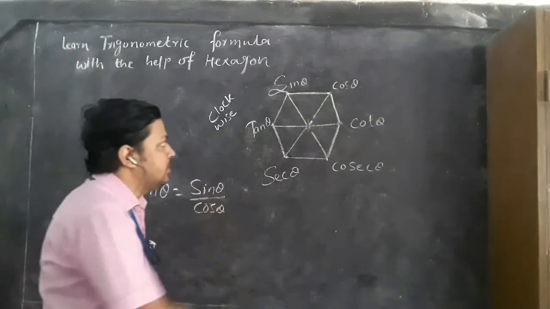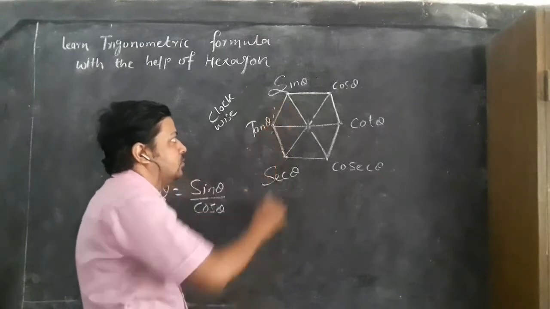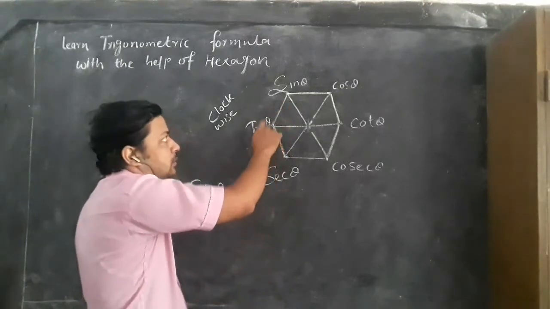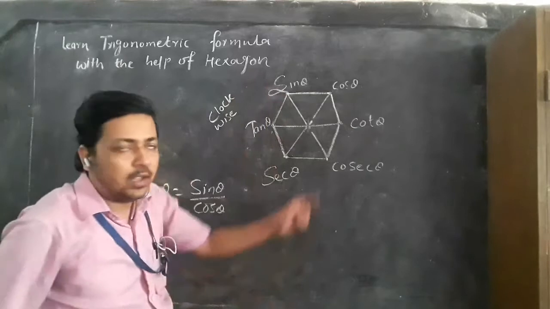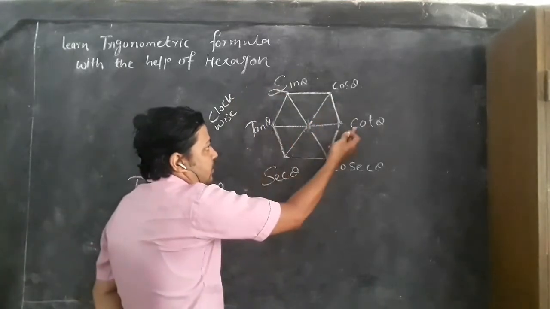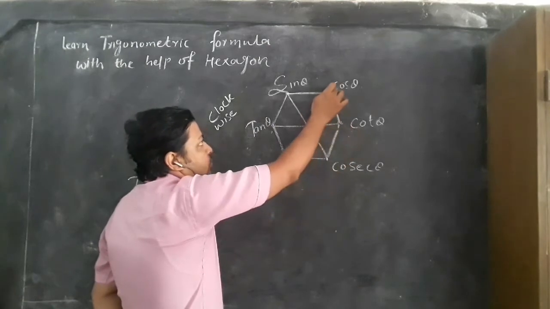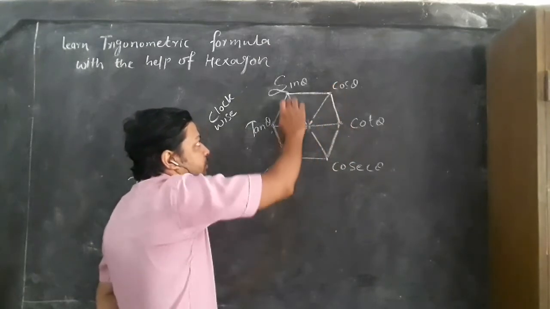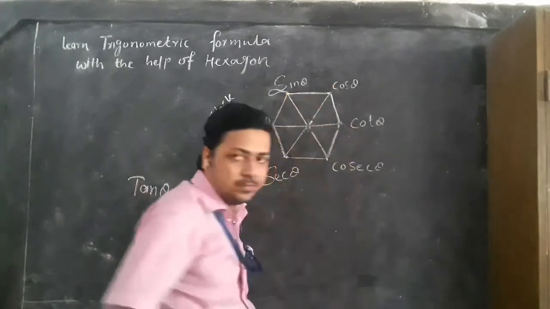So tan theta means tangent. There is a tangent portion, so we have to draw tan theta here. Then we will go for sin and then cos. Then opposite to tan there will be cot, opposite to cos there will be sec, opposite to sin there will be cosec.